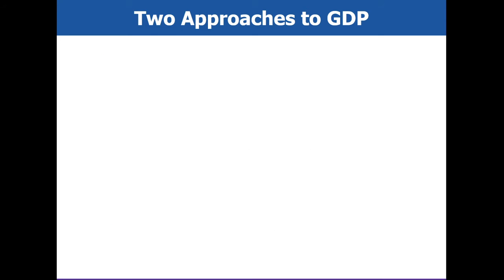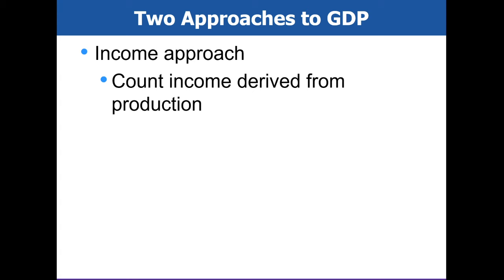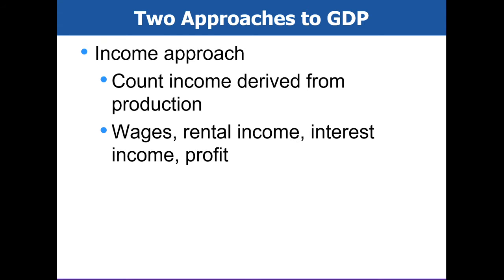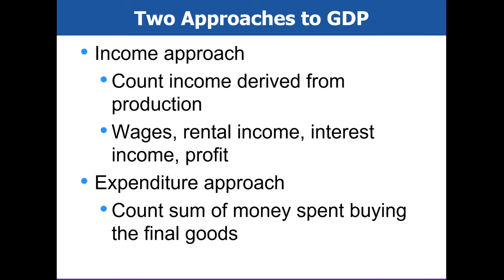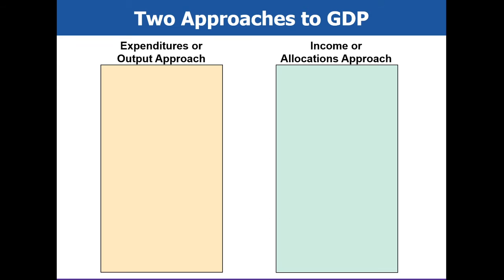We have 2 approaches to do the GDP. We have an income approach, which counts income derived from production: wages, rent, interest income, and profit. I will come back to that. The expenditure approach is the one that we focus on the most, and that the AP really focuses on, which counts the sum of money spent buying the final goods. And then the question is, who buys the goods? So let's look at these approaches, and let's break them down.